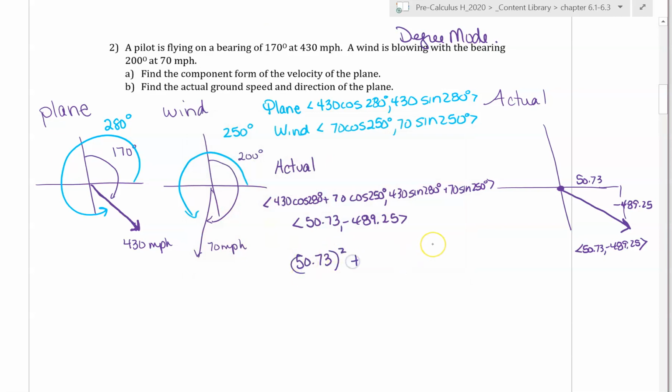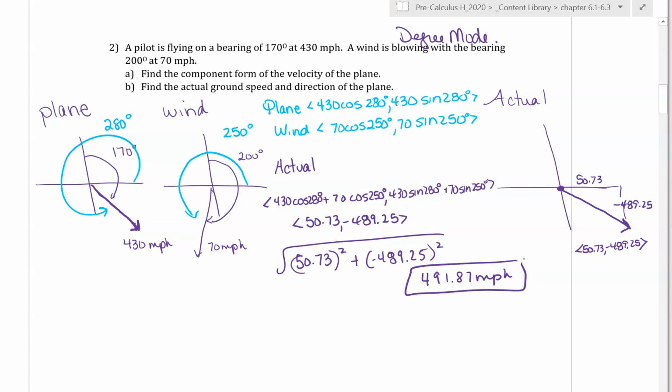And then again, the distance will technically be, because negative 489.25 is the y minus 0, the origin. So we have the initial point in component form, and we take the square root. So the magnitude is 491.87 miles per hour. So that's how fast the plane is really flying.